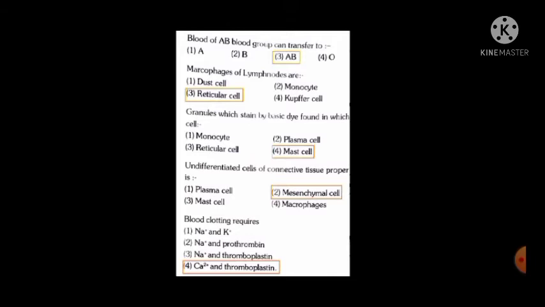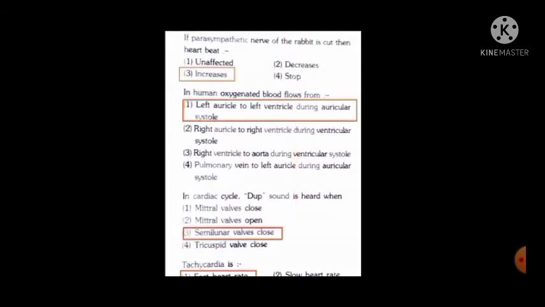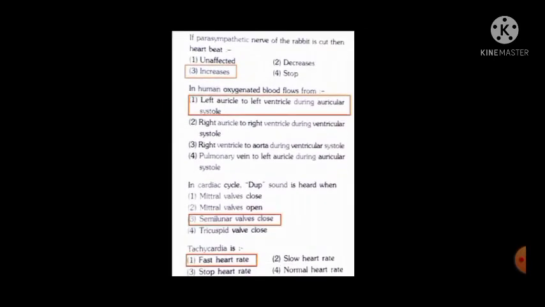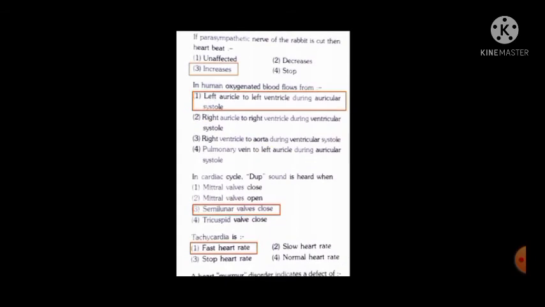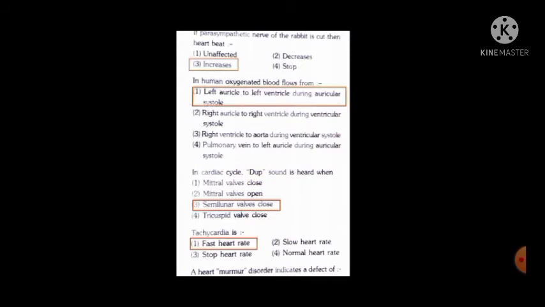Undifferentiated cell of connective tissue proper is the mesenchymal cell. Blood clotting requires calcium ion plus thromboplastin. If the parasympathetic nerve of a rabbit is cut, then heartbeat increases, because parasympathetic nerves are related to decreasing heart rate. In humans, oxygenated blood flows from the left auricle to the left ventricle during auricular systole. This is a right statement.